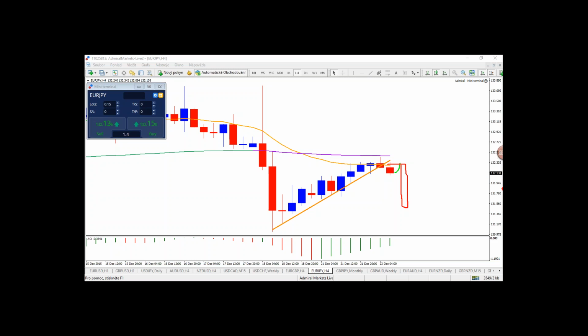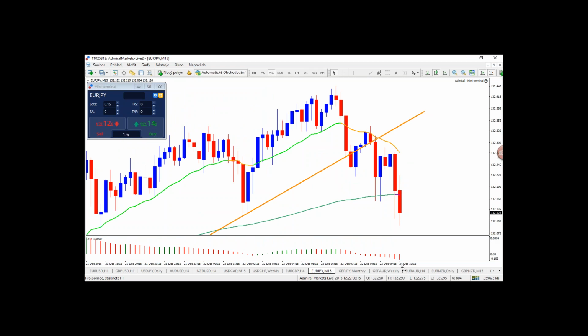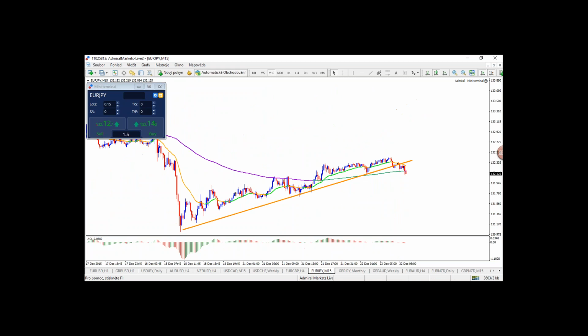I think waiting for the 4-hour chart here to finish is a good idea because the 15-minute chart is certainly not yet ready for a downtrend. You can see that pretty clearly, I think, when you look at the moving averages. This short term is still above the long term one. Right? So despite the trendline break, the moving averages are not aligned.